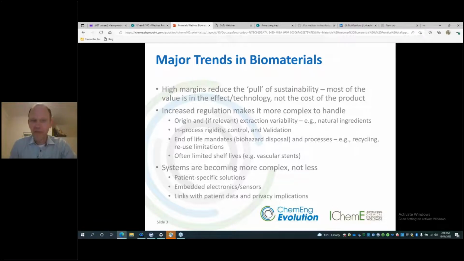The other bit that's more complex is embedded electronics and sensors. So nowadays, if you get a pacemaker, it's got things built into it, right? Is there a recycling option for that? Is there a sustainability option for that? You can see how it's more complex. And in particular, as soon as it starts linking in with patient data and privacy implications, it's more complex again.